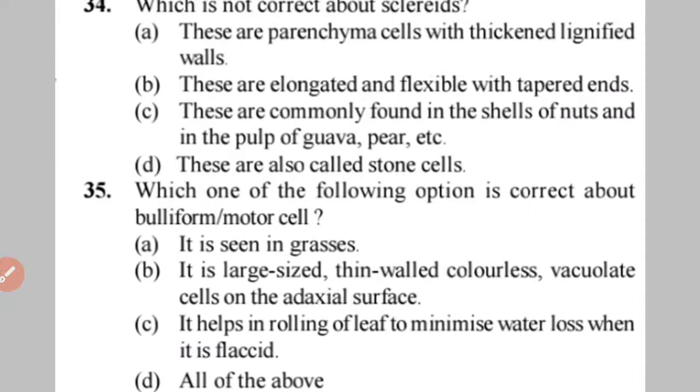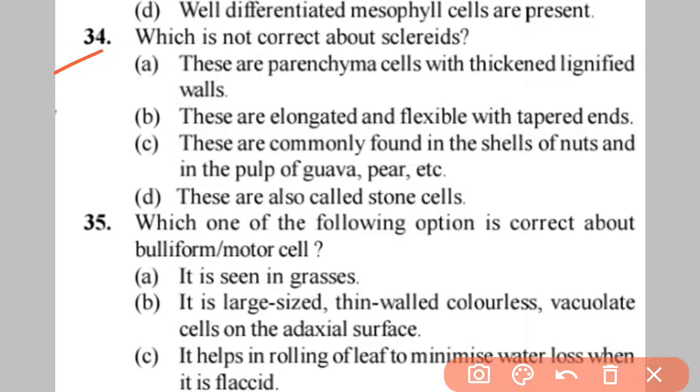Question number 34 is, which is not correct about sclereids? So here we have to find the incorrect one for sclereids. 4 options are given. Option A is these are parenchyma cells with thickened lignified walls. Second one is these are elongated and flexible with tapered ends. Third one is these are commonly found in the cells of nuts and in the pulp of guava, pear, etc. And the last one is they are also called stone cells.